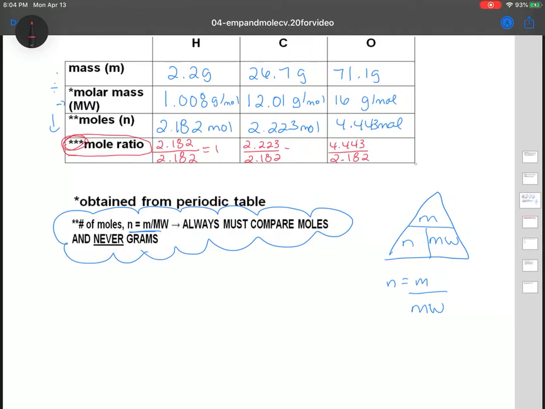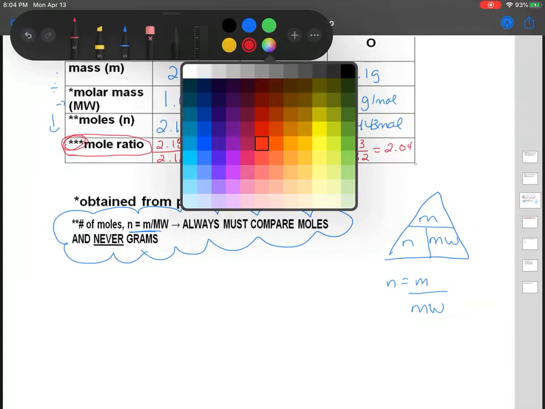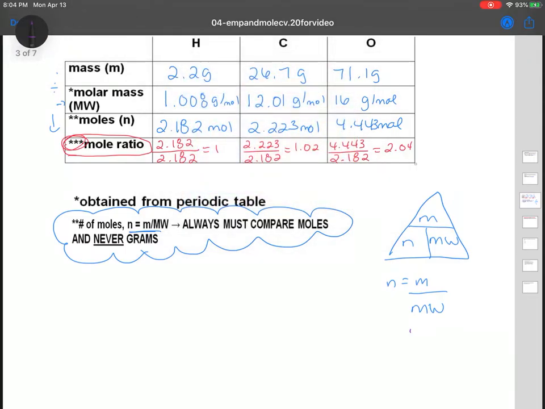Okay, so when you do that, you get 1 here, you get 1.02 here, and you get 2.04 there. So those numbers aren't perfect. However, they're pretty close, not bad. So this means one hydrogen. And then when you have 1.02, that's pretty close to 1. And then when you have 2.04, that's pretty close to 2.